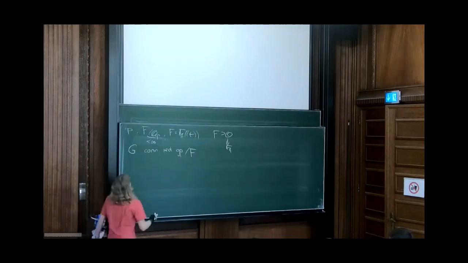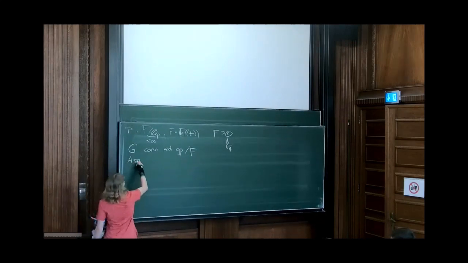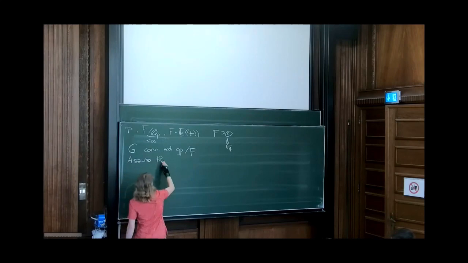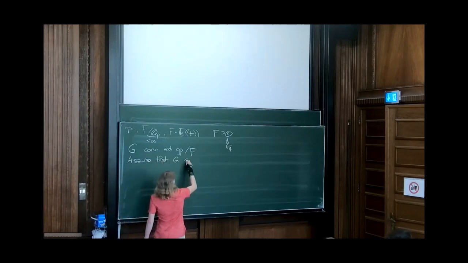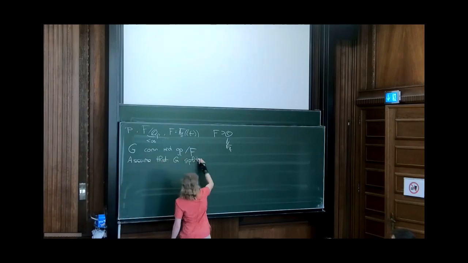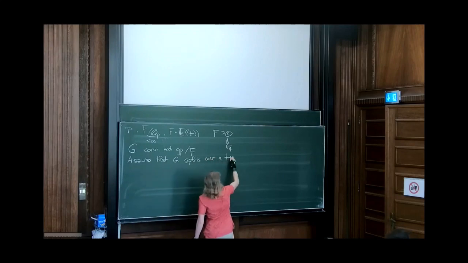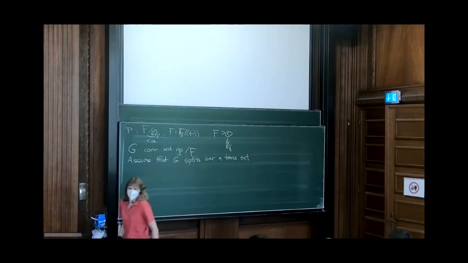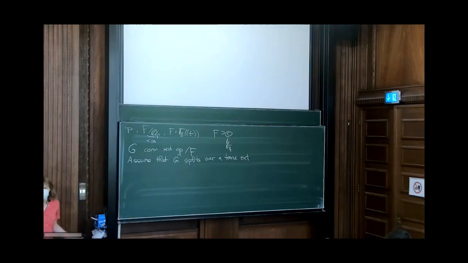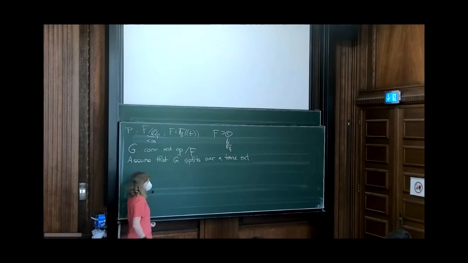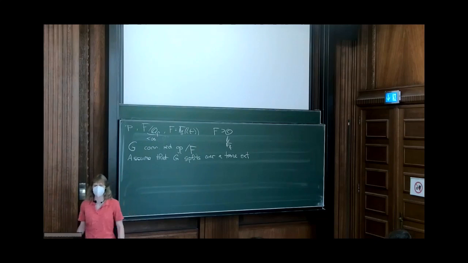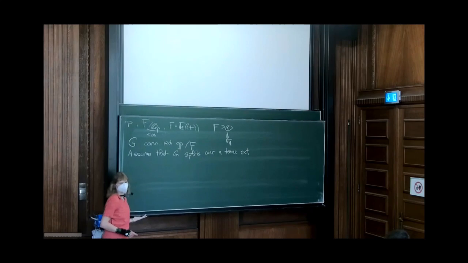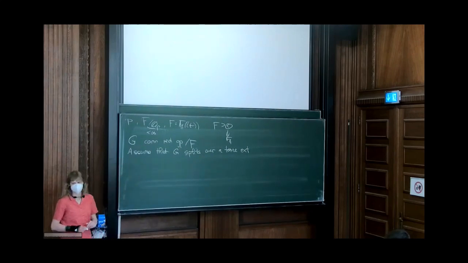The only restriction I want to make is I assume that the group G splits over a tame extension. Splits over a tamely ramified extension of the field F. So GL_n of a division algebra is perfectly fine because it becomes GL_n over a tame extension. I guess most groups you naturally encounter are fine. That's just to make my life easier because a lot of results only work in that setting.